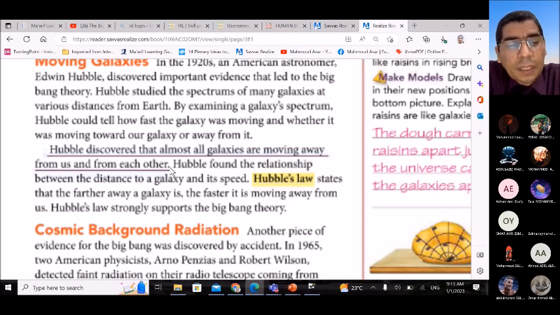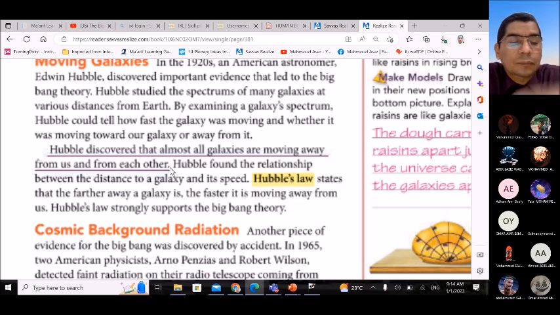It says that the farther away a galaxy is, if it is far away from Earth, the faster it's moving away from us. So it's like the car. You know the car, when you start to move the car from 0 speed to 160 km/h speed, it takes time to become faster. So it is the same, I think. The farther away a galaxy is, the faster it's moving away from us. So please, everyone, underline this sentence.